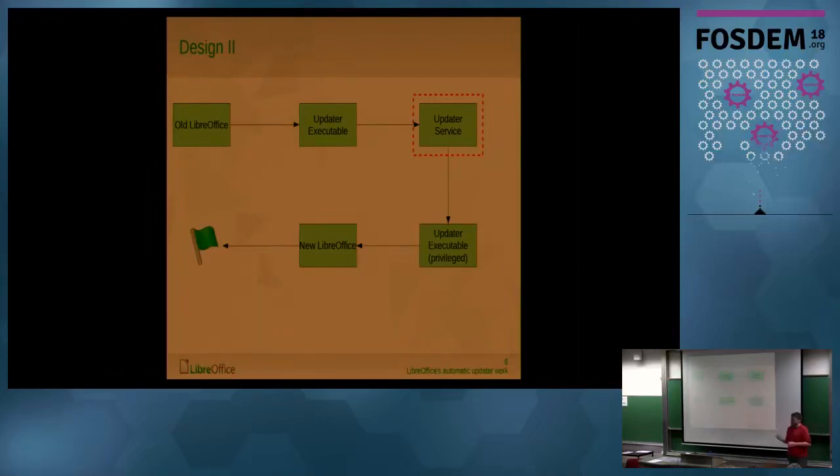On Windows, it's a bit more complicated because usually we are installed in one of the system locations, and the normal user can't update our installation. So what we do, or what we should do, it's not implemented yet, is call a service that's installed when we install LibreOffice, that more or less grants us privileges to update the files in a system location.